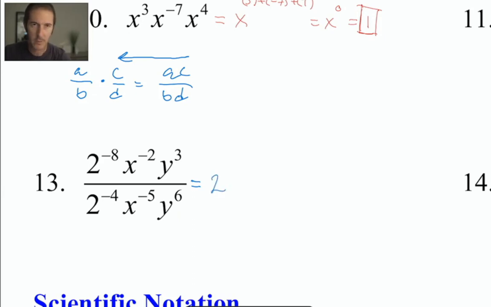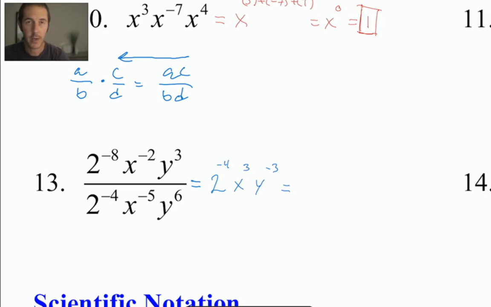Upper exponent minus the lower exponent, that's negative 8 minus negative 4. Be careful, double negative. Negative 8 minus negative 4. That's the same thing as negative 8 plus 4. Now if you need to write out all of those steps, I don't blame you. You should definitely do that. Right here it should say negative 8 minus negative 4. I'm doing the arithmetic in my head and going straight to 2 to the negative 4th power. Next we've got x to the negative 2 over x to the negative 5. So we do upper exponent minus lower exponent. That's negative 2 minus negative 5. Be wary of the double negative again. So we can read it like it's negative 2 plus 5, which would be x to the positive 3. And lastly, upper exponent minus the lower exponent, we've got y to the negative 3.